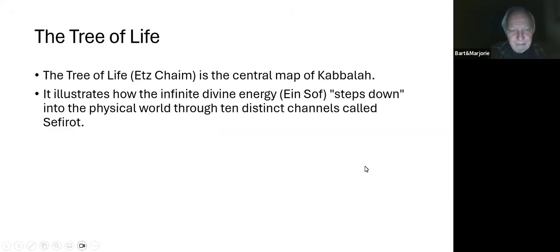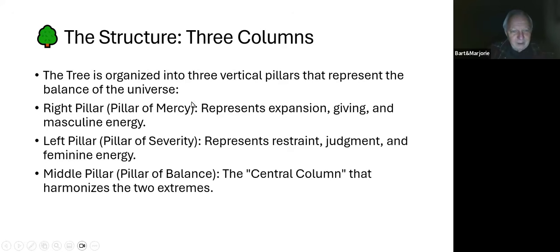Now we go to part three with the tree of life. This is the central map of the Kabbalah, and it illustrates how the divine infinite energy, or Ein Sof, steps down in the physical world through 10 distinct channels or dimensions called Sephiroth. The tree of life has three columns.